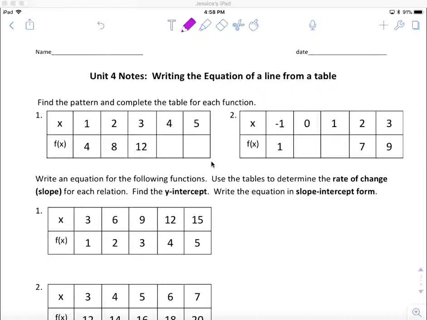Writing equations of lines from a table is very similar to writing equations of lines from 2 points, like we saw in a different video. In this one, you can use patterns, you can use slope-intercept form, or you can use point-slope form. So I'm going to show all three. For number 1 and 2, it says find the pattern and complete the table for each function. Go ahead and pause the video, try to come up with the pattern, and then we'll talk about it.